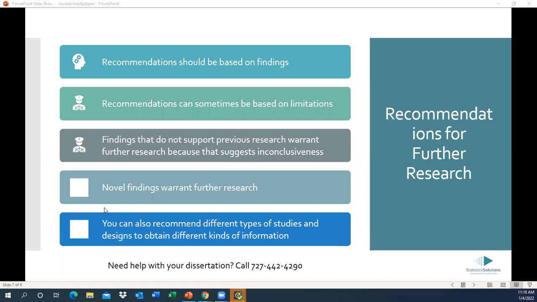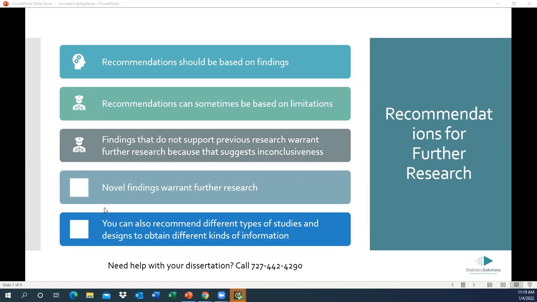Recommendations based on limitations. The idea is, if you had a limitation that may have affected your findings or your results, the idea is to recommend replicating your study, but that future researchers address whatever limitation there was about your study. For example, if you conducted a quantitative study and you had a low sample size, which can be a major limitation for quantitative studies, you can suggest that the study be replicated and that the researchers just ensure that the sample size is adequate.